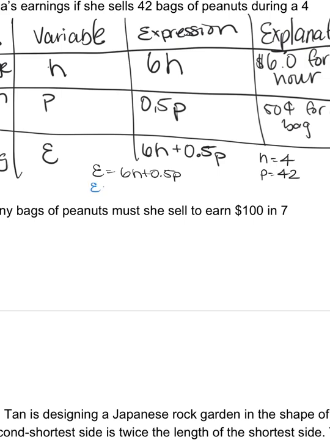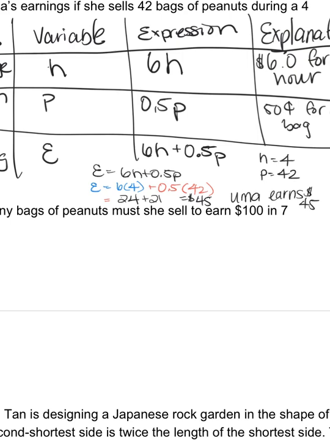Okay, because that's how many hours she's working. So 6 times 4, and instead of a P, I'm going to replace that with a 42. So 6 times 4, that's going to give me 24. And half of 42, or 0.5 times 42, that's 21. So her earnings for this whole thing is going to be $45. So in 4 hours, Uma earns $45.